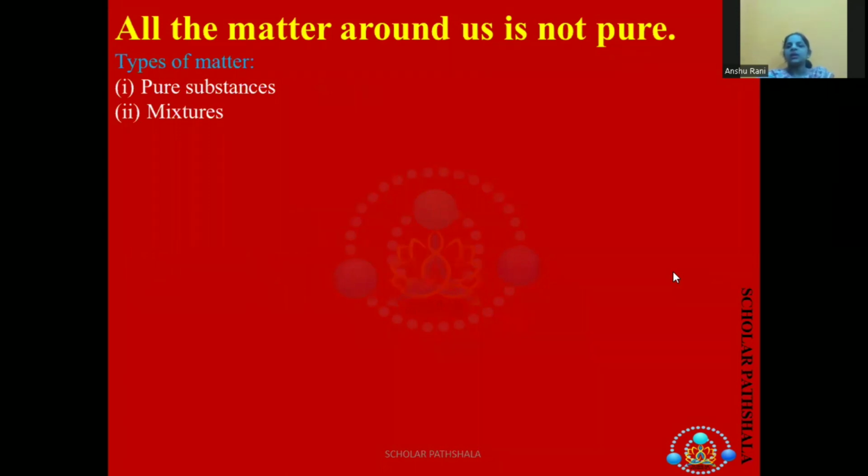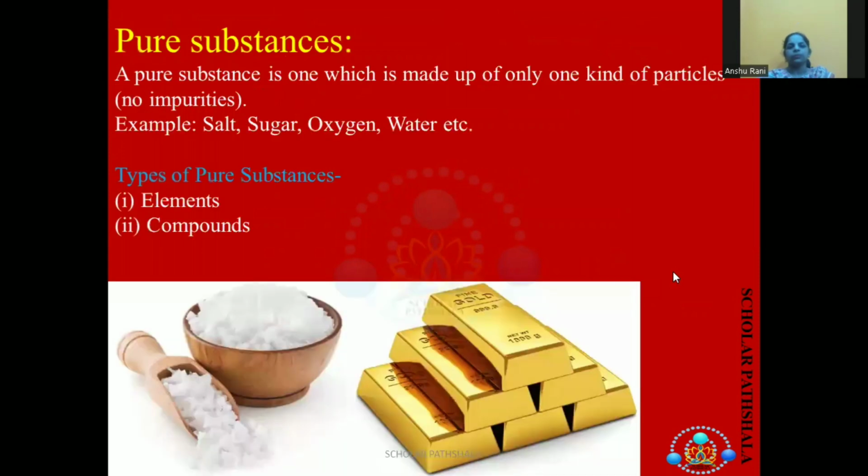Pure substances can be further split into two parts. Pure substances can be elements or compounds, and mixtures can be a mixture of element with compound, or compound with compound. So, what are pure substances? A pure substance is one which is made up of only one kind of particles. That is, they do not have any kind of impurities.